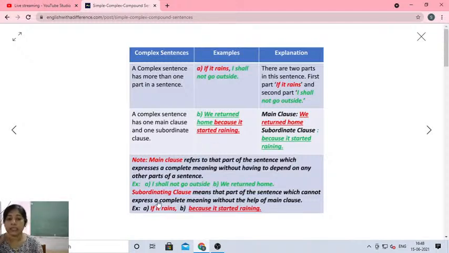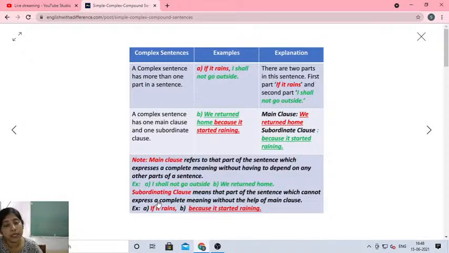And next is the subordinate clause, which means that part of the sentence which cannot express a complete meaning without the help of the main clause. If it rains, because it started raining, all these give the same idea. Got it? So this is called a complex sentence.